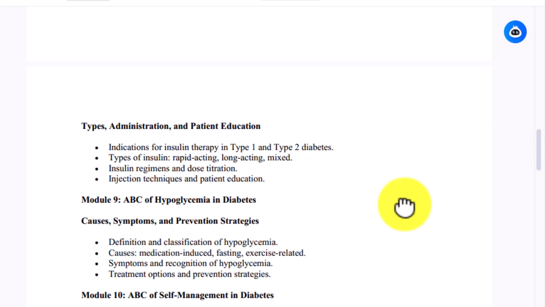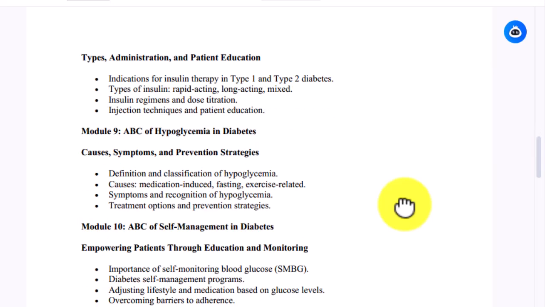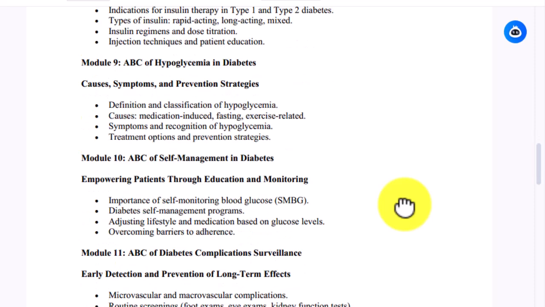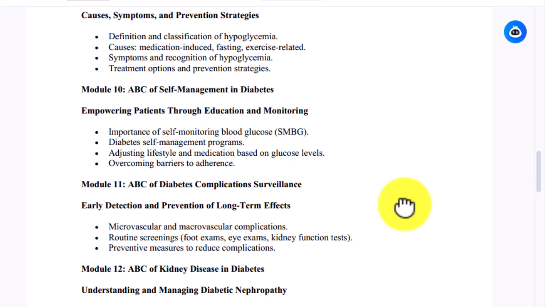indications for insulin therapy in type 1 and type 2 diabetes, types of insulin, rapid acting, long acting, mixed insulin regimen and dose titration, injection technique and patient education. ABC of hypoglycemia in diabetes: definition and classification, causes, medication, symptoms and recognition of hypoglycemia, treatment options.